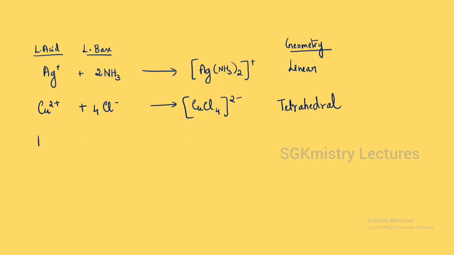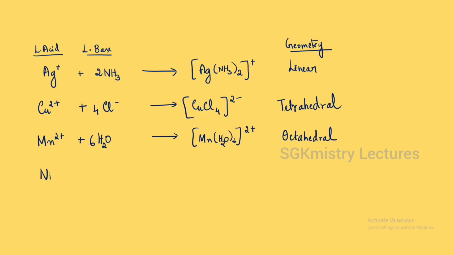Next, you can also take other examples. Manganese in the presence of water as a ligand. So you're going to get Mn(H2O)6 2+. There are 6 ligands here, so without any doubt, we can write it as octahedral. So here I'm going to write 6H2O.